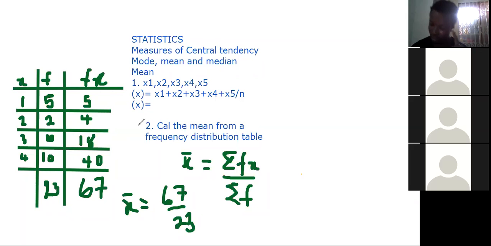Now, the number of minutes, the first one is 1, and its corresponding number of trainees is 2. So 1 for number of minutes, 2 for number of trainees. The second one, we have 2 and 3. That's 2 for number of minutes, 3 for number of trainees. Let's take note that the number of trainees becomes the frequency, and the number of minutes becomes the x.